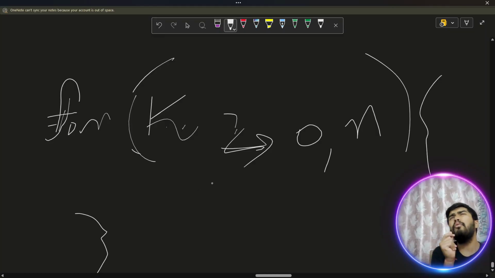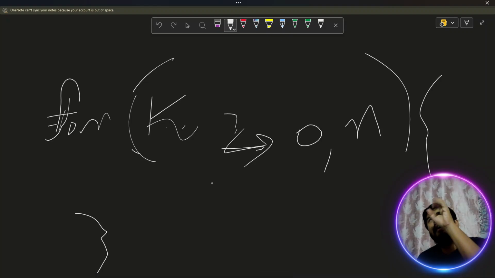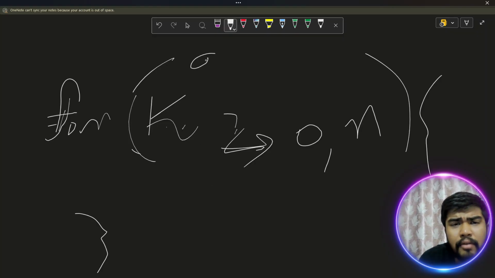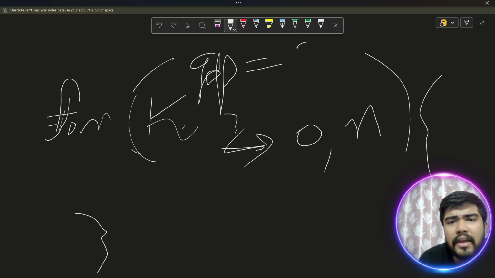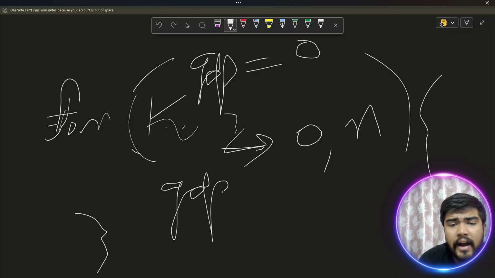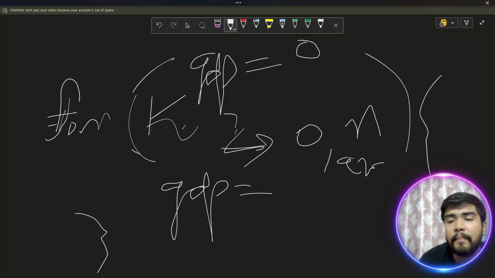Now what actually are we looking for? For k, we are looking for the maximum gap. So can we start with a gap variable also? Initially we can assign it to 0. After that, for every such iteration, we are going to maximize our answer.